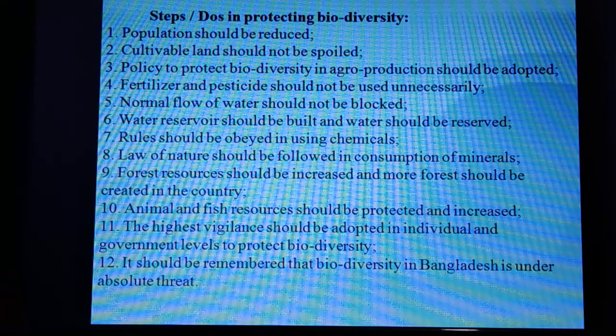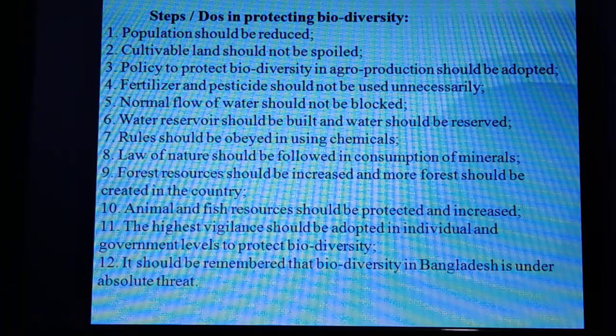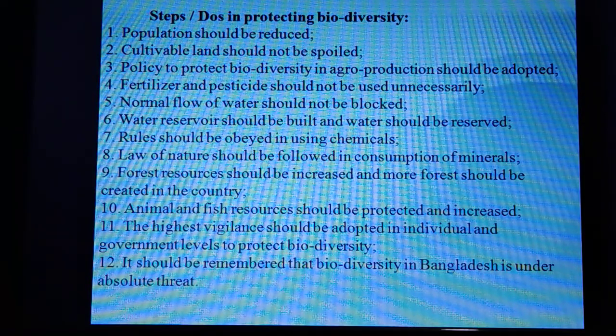Point 9, forest resources should be increased and more forest should be created in Bangladesh. Dear students, you know a country should have at least 25% forest land to maintain the ecology. In Bangladesh, the percentage of forest is only 16%. That is, we are lacking 9%. Point 10, animal and fish resources should be protected and increased.